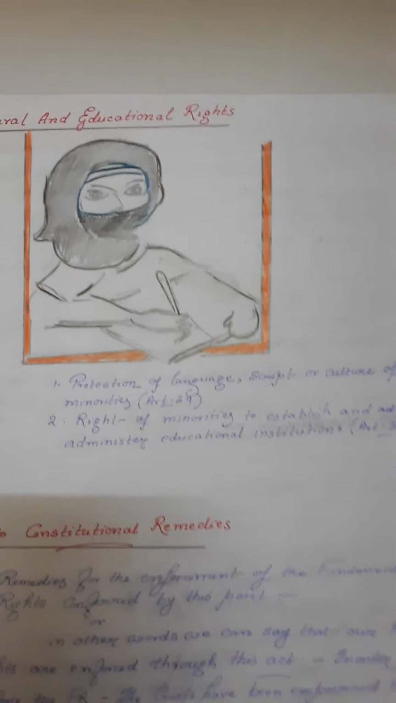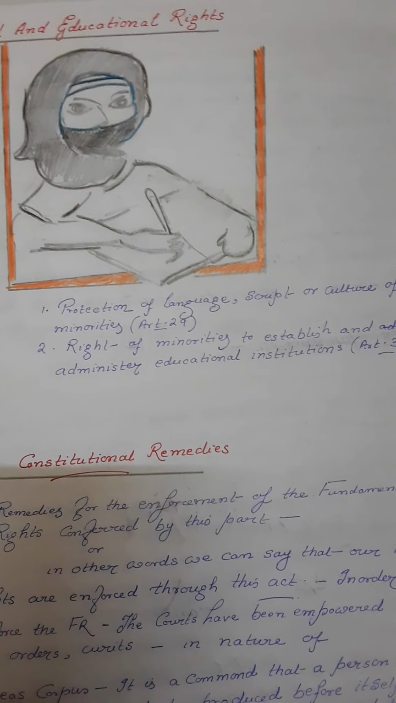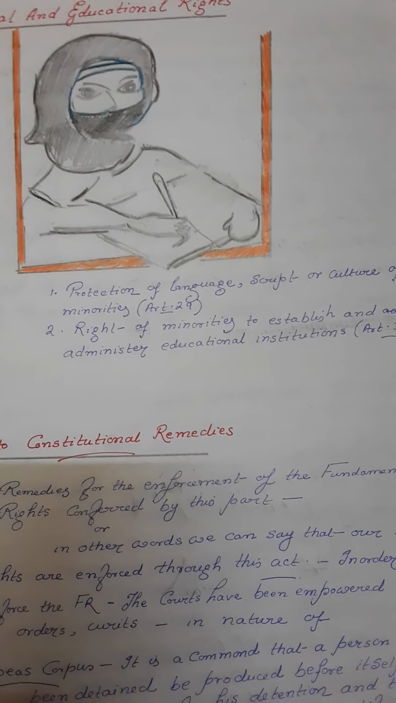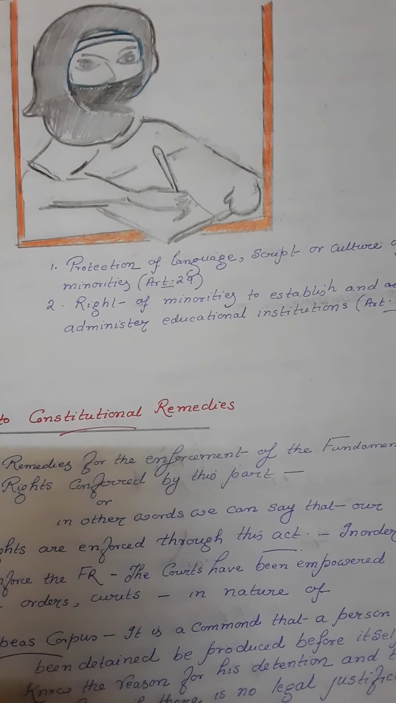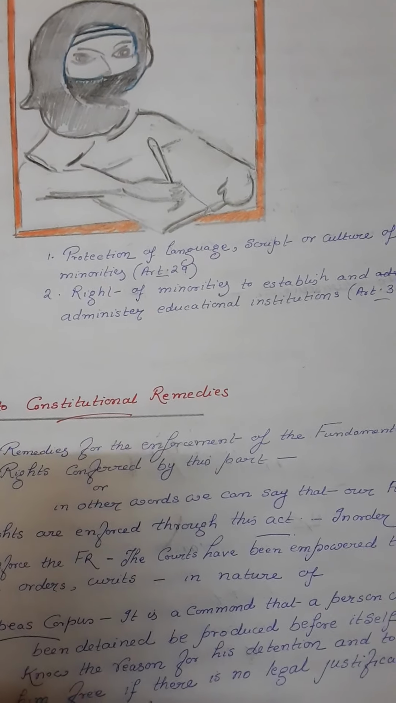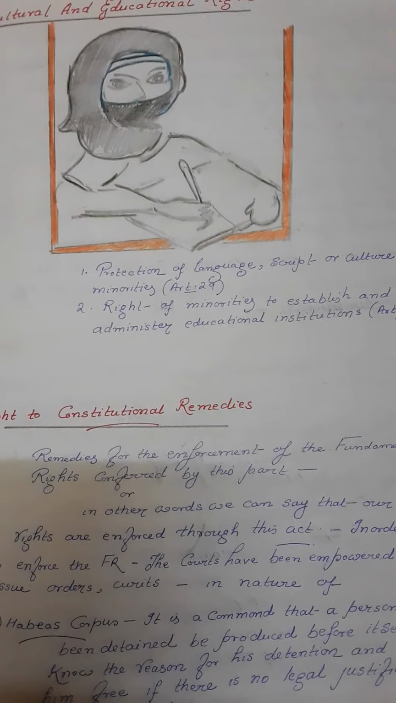Next one, cultural and educational rights. Now generally it is for the minorities, to protect the minorities from the domination of the majorities. That means minorities can promote their culture and preserve their cultures. Example, you just see that in India there are madrasa schools and Christian missionary schools. So okay, that's what it indicates.